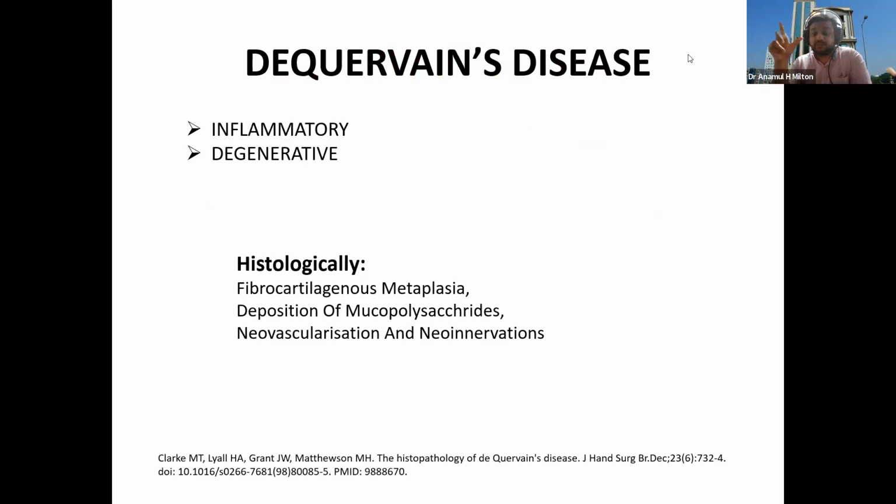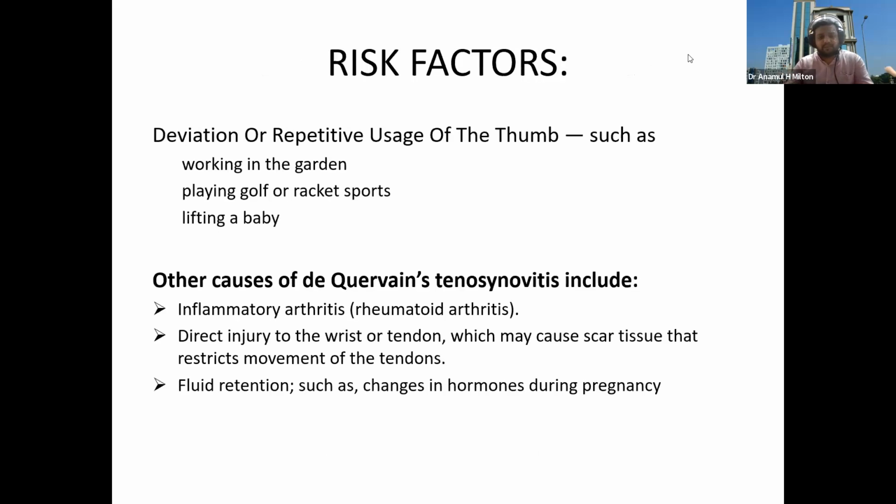And there is neovascularization and neoinnervation. So when there is neovascularization or inflammation, we see some Doppler flow under the ultrasound. So what are the risk factors? People who are gardening, playing golf or racket sports, or lifting a baby pressurize this area.